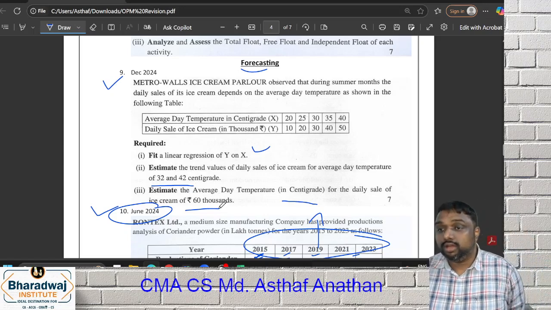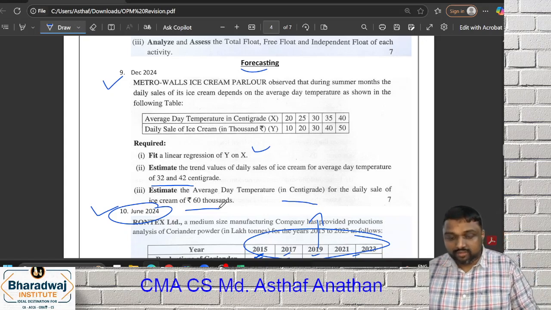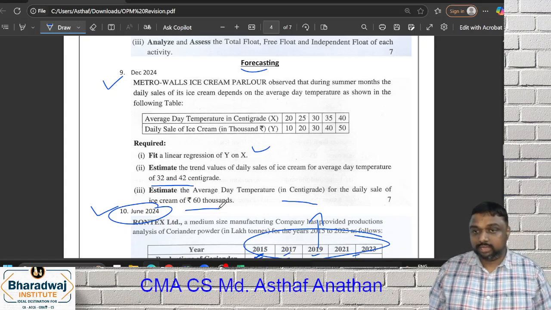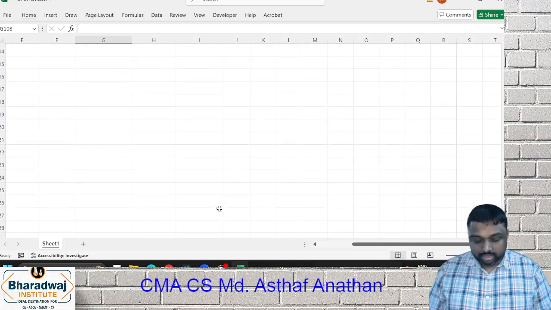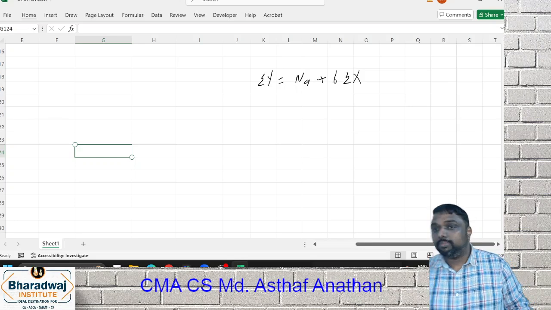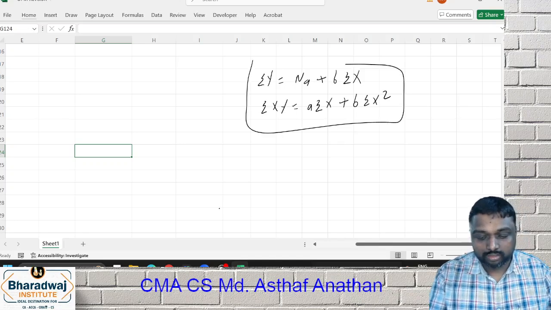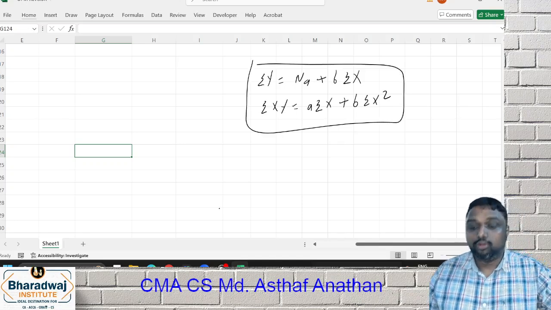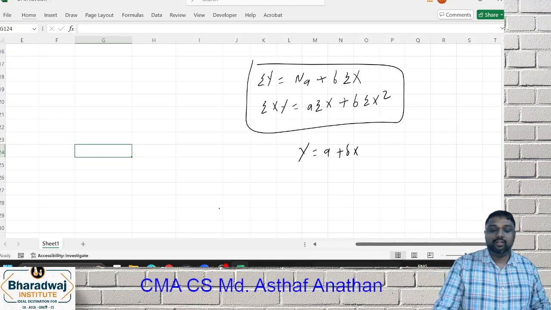So you should recall your linear regression formula, friends. First our area is saying y is equal to a plus bx, but you have to recall your regression equation. Sigma y is equal to na plus b sigma x, or sigma xy is equal to a sigma x plus b sigma x square. This is the regression formula you have to apply. Then you have to apply it in our normal formula a plus bx. Yes or no, friends? So we will find out.